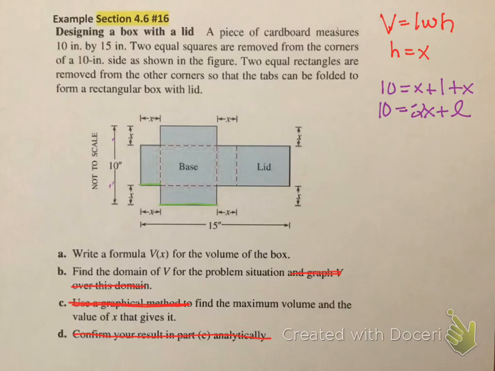Let's do the same thing with the 15 inches here. Do you see that 15 is equal to an X and an X? So 2X. Let's call this W, the width. So what does that make this dimension right here? Do you see that it's also W? So 15 would have to equal 2x plus 2w.